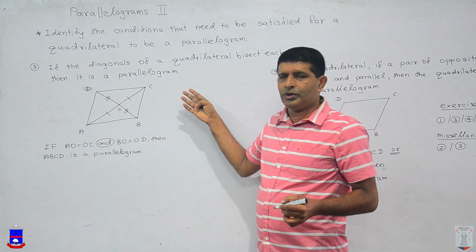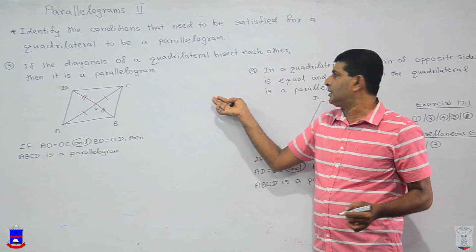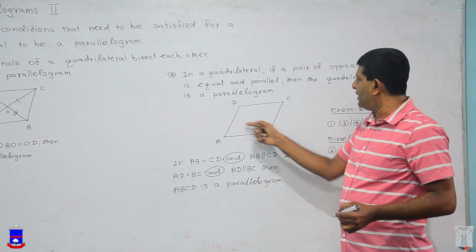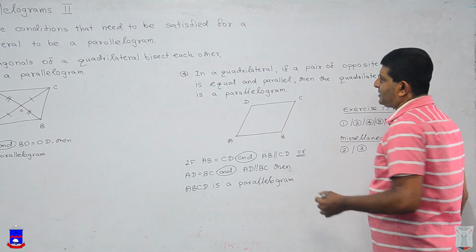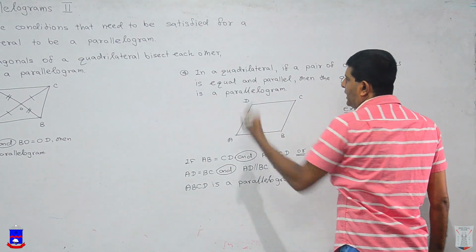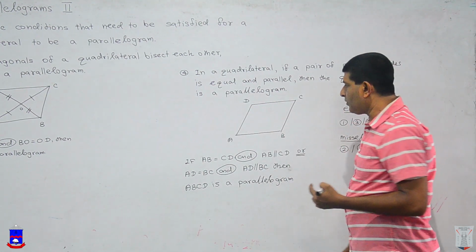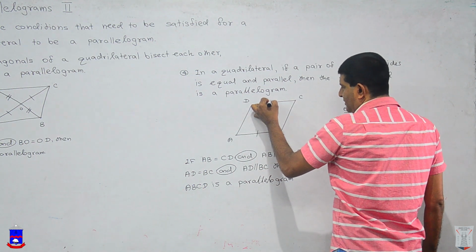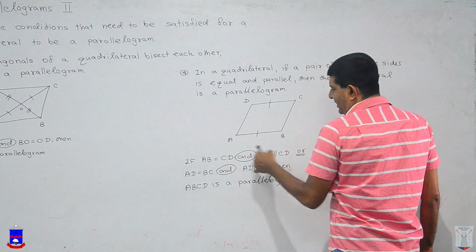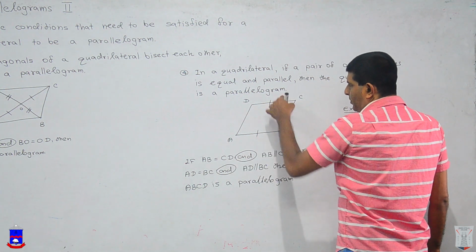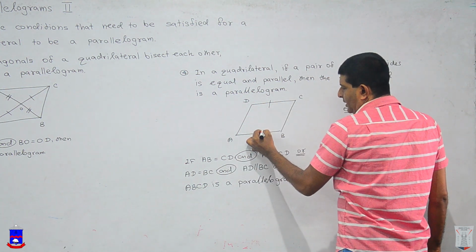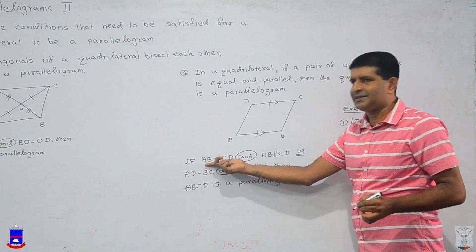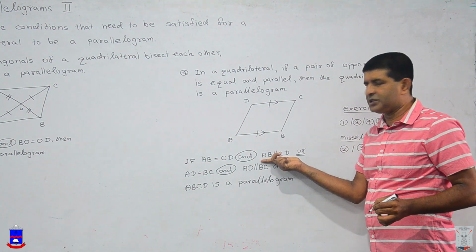Now we are moving to our fourth and final one. That is, if in a quadrilateral ABCD, a pair of opposite sides is equal and parallel. Equal and parallel. That means AB should equal CD, and in the other condition AB is parallel to CD. AB equals CD and AB parallel to CD.